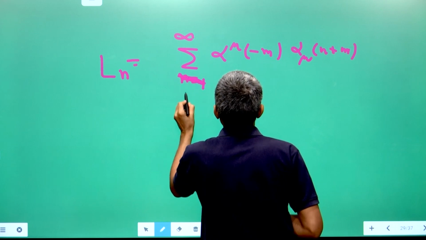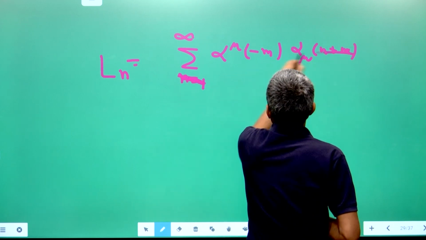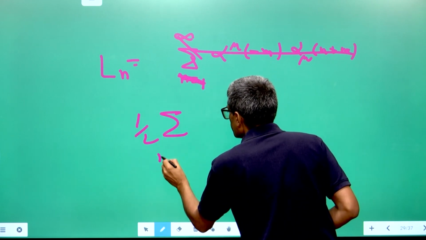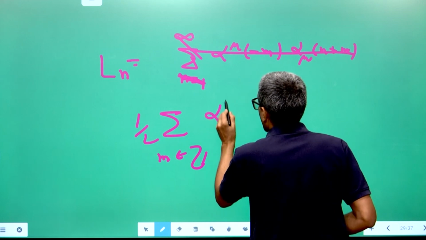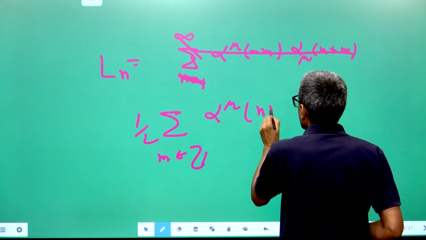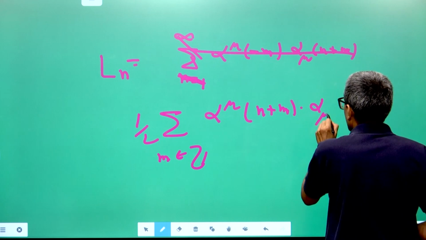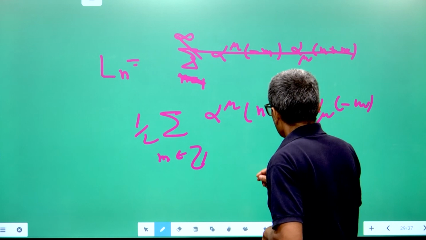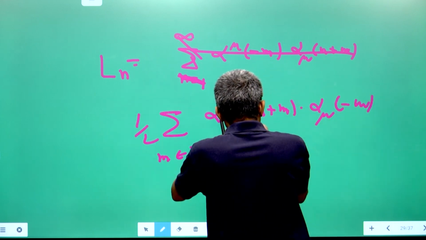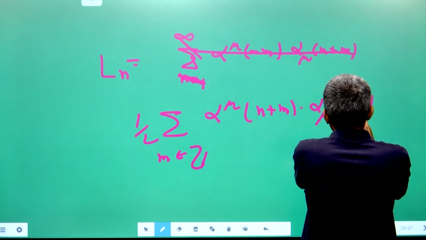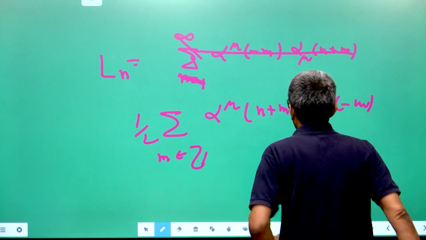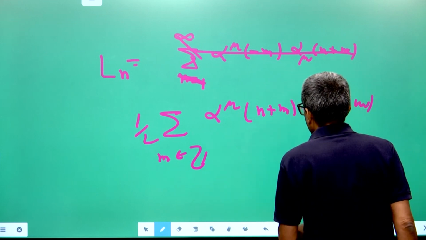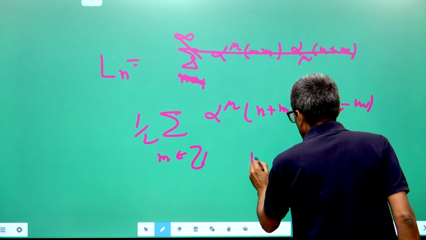What will come out is simply half the summation, with m varying over the whole of Z, of alpha mu n plus m into alpha mu minus m. If you write this using the normal ordering, you see alpha mu n plus m will commute with alpha mu minus m whenever n is not 0, but when n equals 0 there is an ambiguity. So you have to add an extra term here which will take this into account.